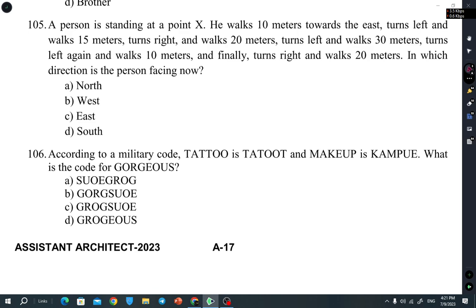A person is standing at a point X. He walks 10 meters toward the east, turns left and walks 15 meters, turns right and walks 20 meters, turns left and walks 30 meters, turns left again and walks 10 meters, and finally turns right and walks 20 meters. In which direction is the person facing now? North.